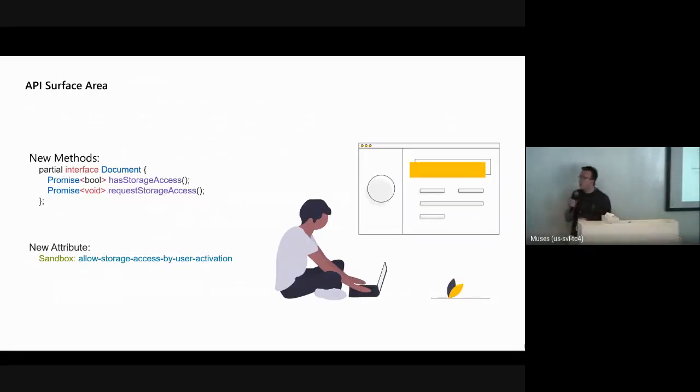Quickly going over what the new surface area looks like, there are two new methods exposed on the document interface, and both are promise-based. The first one is hasStorageAccess, and the second one is requestStorageAccess. Then there's also a new sandbox attribute. If you have an iframe that's sandboxed and you want to use these APIs, you have to specify allow-storage-access-by-user-activation.